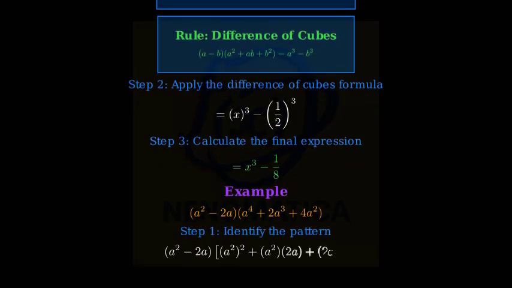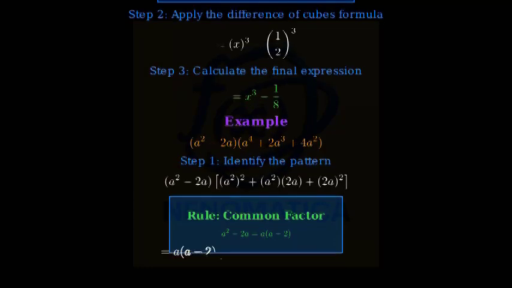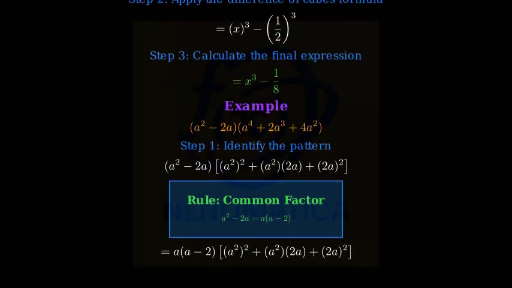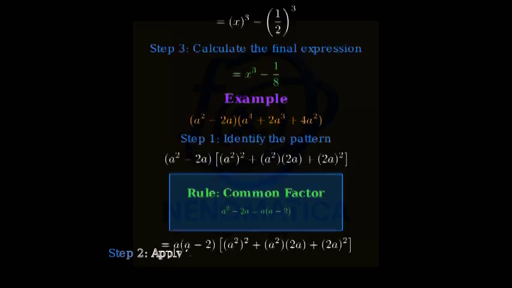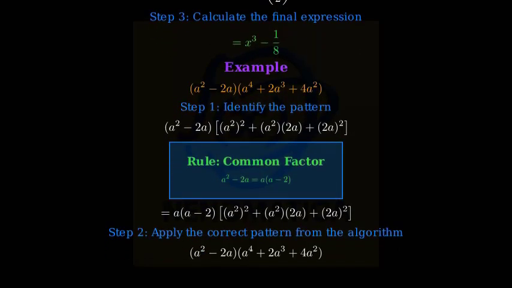First, let's rewrite our expression to match the pattern we need. We have a squared minus 2a as our first factor. If we look at the second factor, we need to rearrange it to match our formula. We can factor our first term, a squared minus 2a, which can be written as a times (a minus 2). Wait, this approach doesn't seem to match our expected pattern. Let's go back to the original expression and try a different approach.